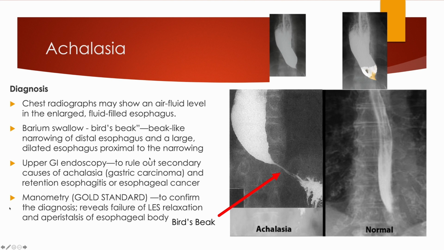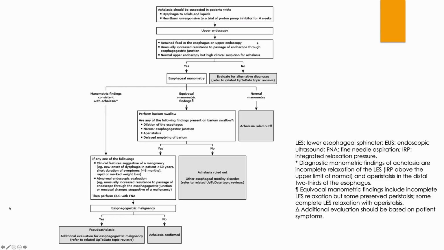And then if we're talking about gold standard, meaning the best, most confirmatory test to diagnose, it would be manometry, esophageal manometry. And that is when you put a monitor down into the esophagus and into the LES, and it takes pressure, so readings of pressure. And that will make the confirmation. Not all patients that you consider having achalasia have to have the manometry. There is a process for diagnosing.